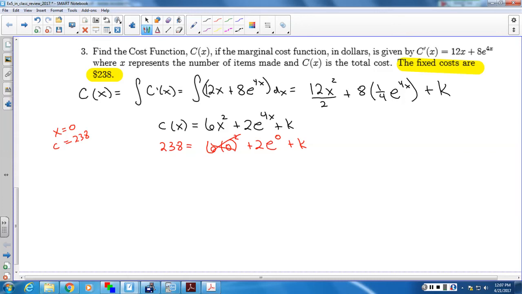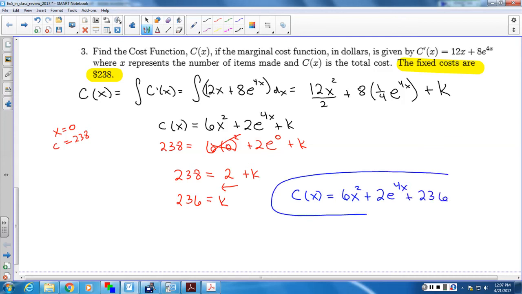Six times 0 is just 0. e to the 0 is 1, so this is 2 times 1. And then I would subtract the 2 to the other side, and I would get 236 would equal my constant. So my cost function is going to be 6x squared plus 2e to the 4x plus my constant, which is 236 for that.